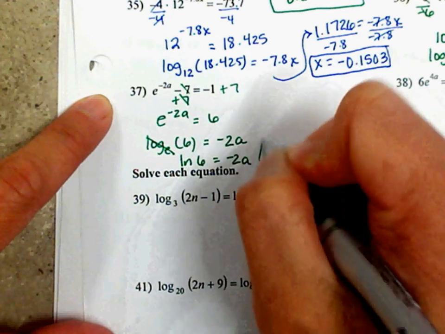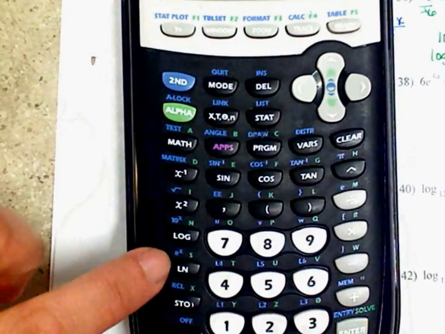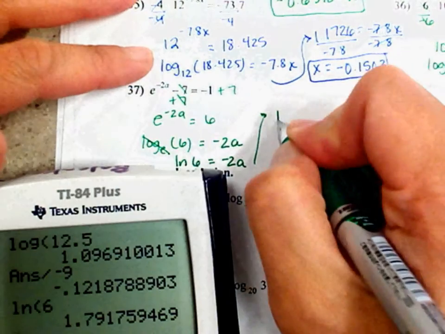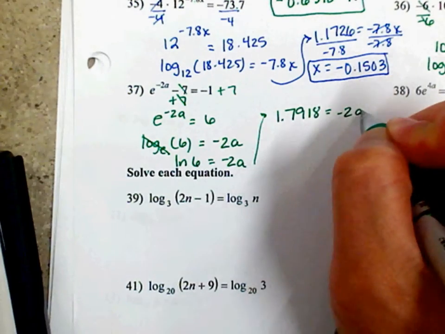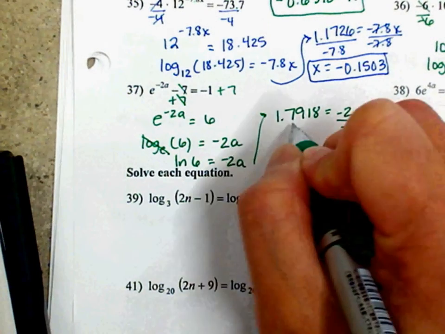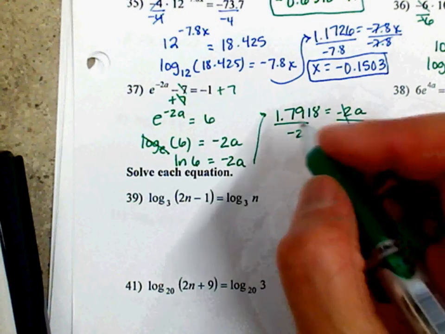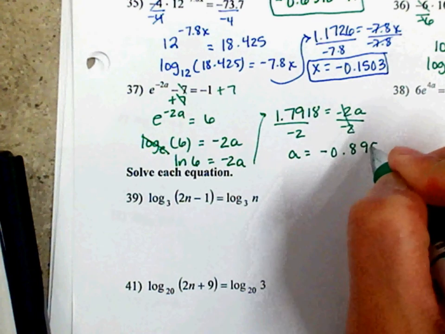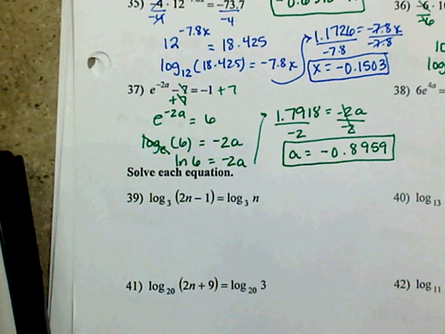Okay? So what's natural log of 6? Remember, the natural log is right here. Natural log 6. There you go. 1.7918 equals negative 2a. Solving for a, divide by negative 2. So a comes out to be negative 0.8959. Try to round correctly, okay? All right. There's number 37.